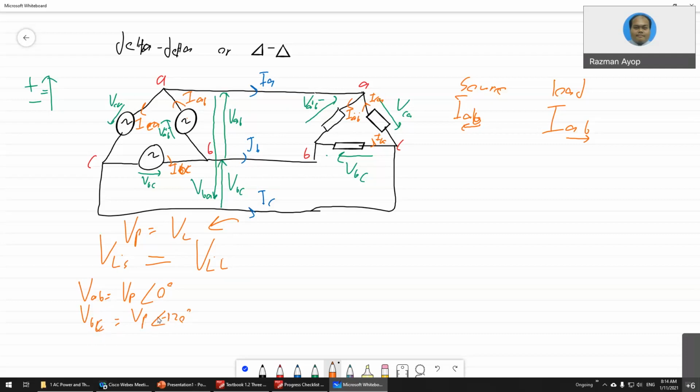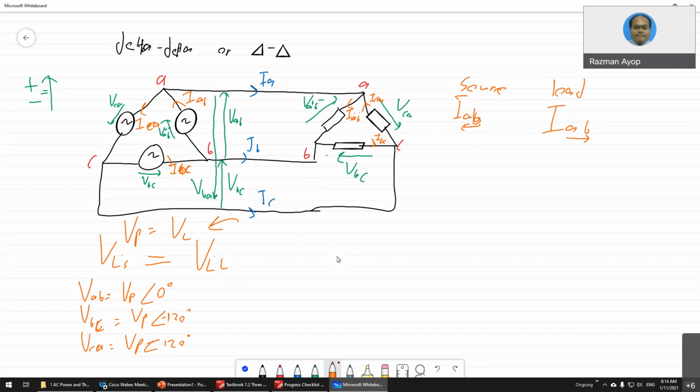Okay, if you negative sequence, it will flip. And VCA is equal to VP angle 120 degrees. Okay, and now you already have the voltage.